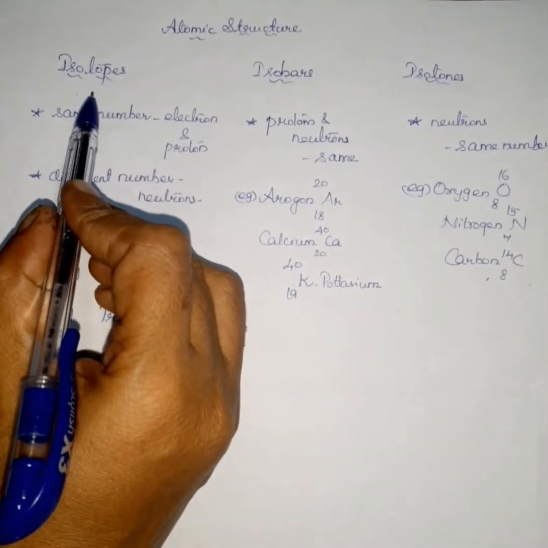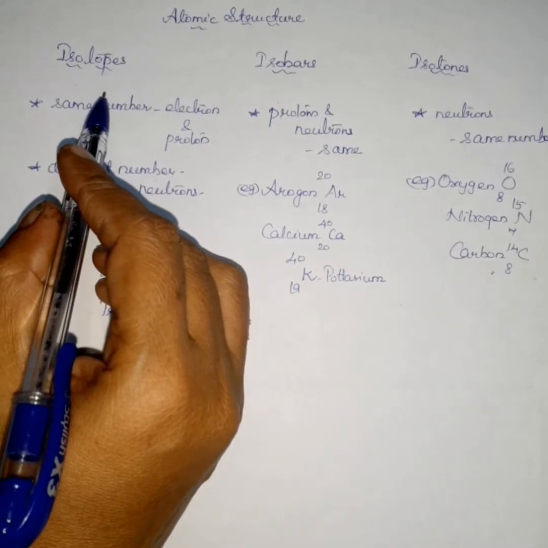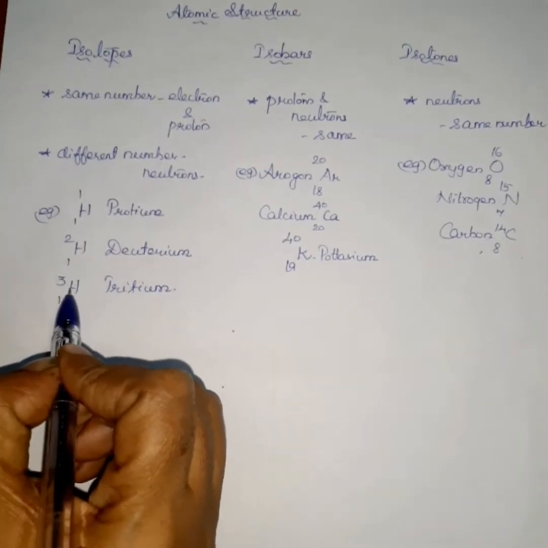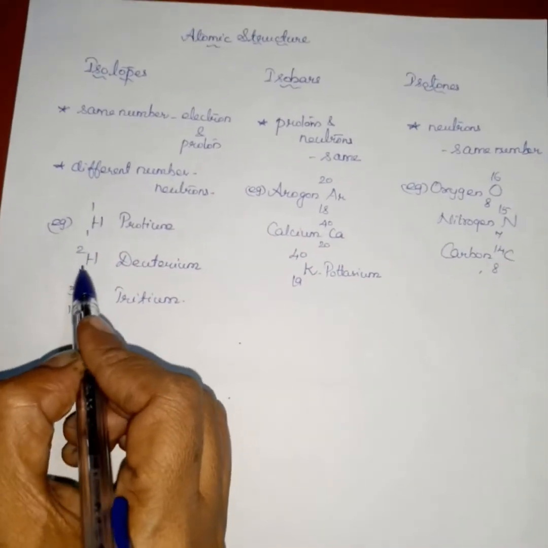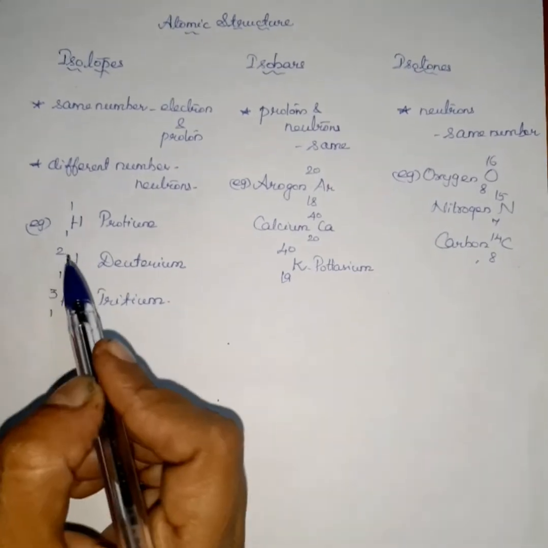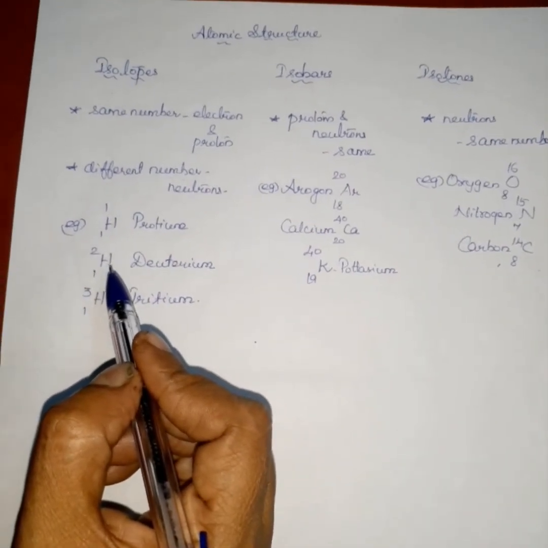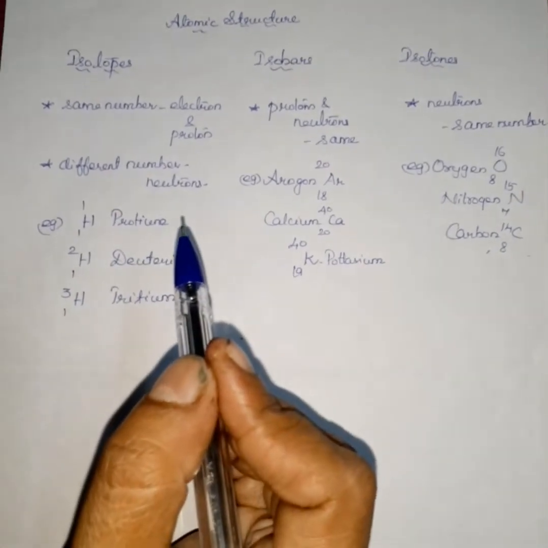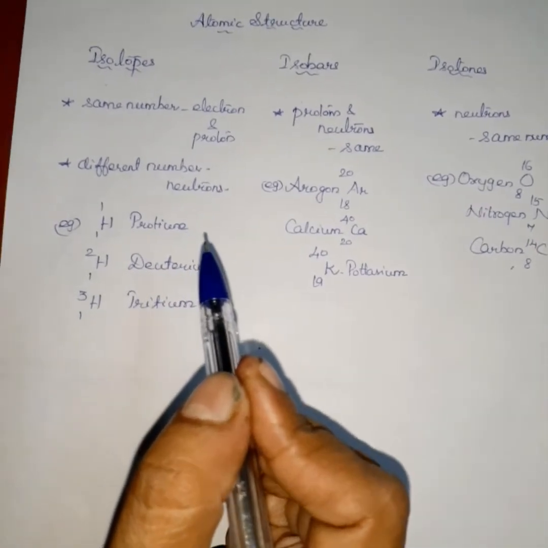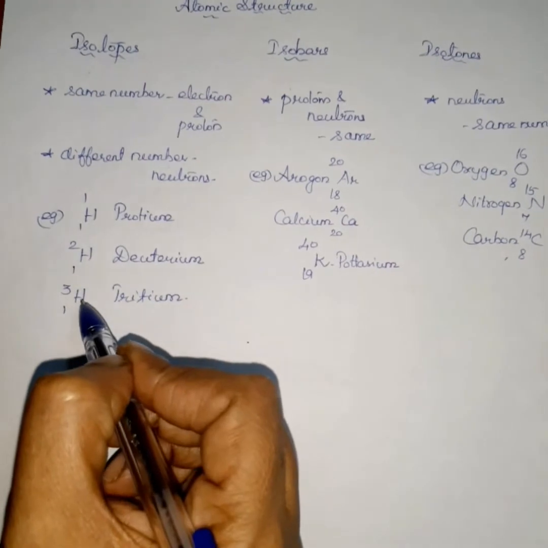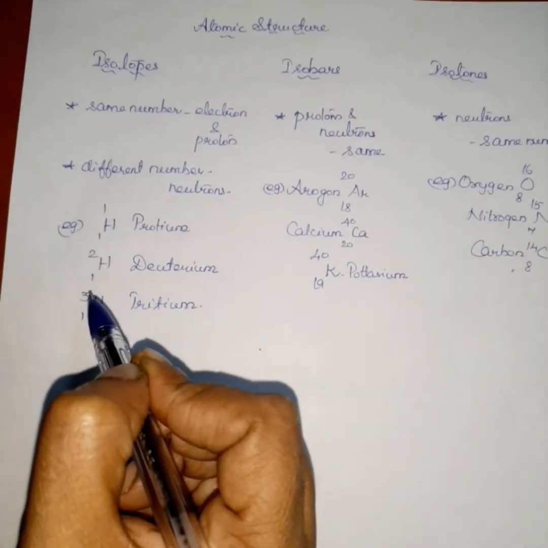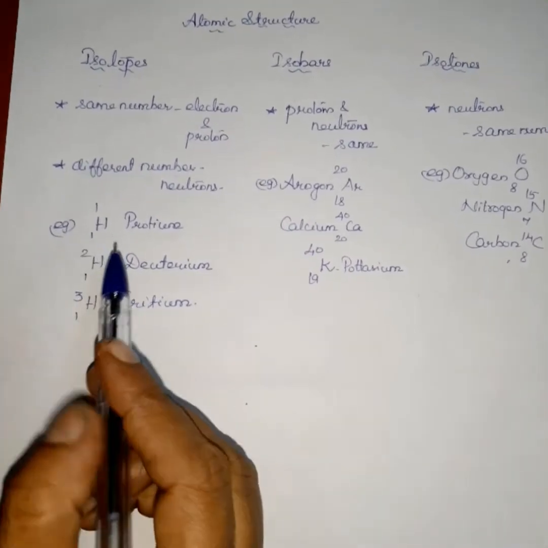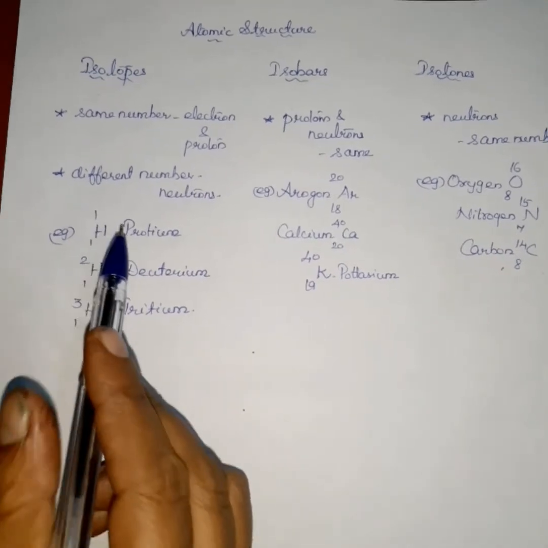What are called isotopes? Isotopes are atoms of the same element which have the same atomic number and different mass number. These are called the isotopes. Once again, listen carefully. Isotopes are atoms of the same element, here the hydrogen element, which have the same atomic number but different mass number. These are called the isotopes.